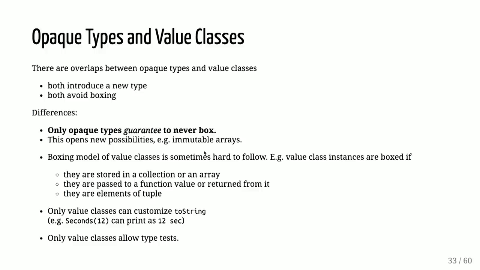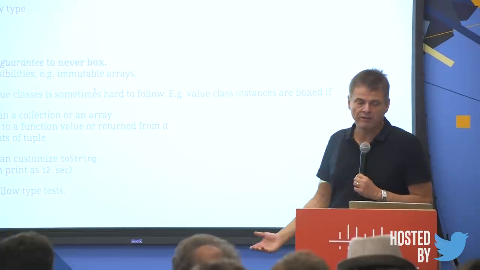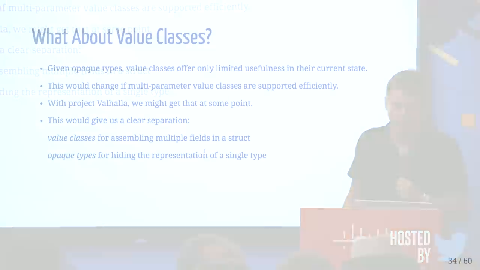And that might be surprising for some of you who didn't expect that, who thought that value classes should not box in all cases. But unfortunately, there are many cases where they have to box. On the other hand, only value classes can customize toString, so seconds 12 can print as 12 seconds, and only value classes allow type tests.